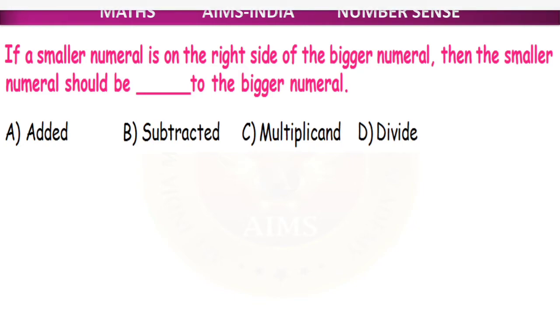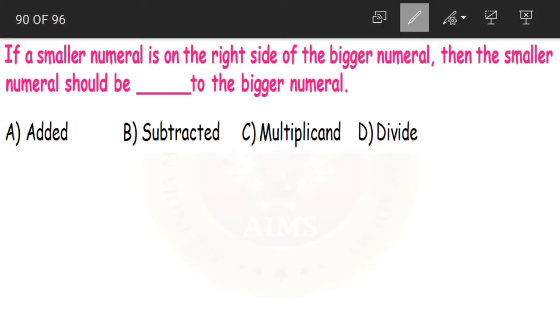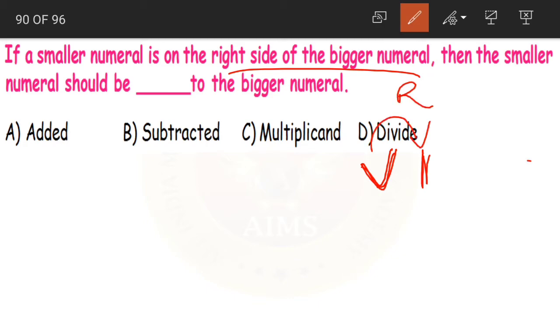Next question. If a smaller numeral is written to the right of the bigger numeral, then the smaller numeral should be dashed to the bigger numeral. Now see, children, what did I say for this kind of thing where the smaller and bigger numerals are there? Now you know what they are saying? The smaller numeral is to the right of the bigger numeral. Now I am taking two numerals here, V and I. Yes, I is written to the right of the bigger numeral.